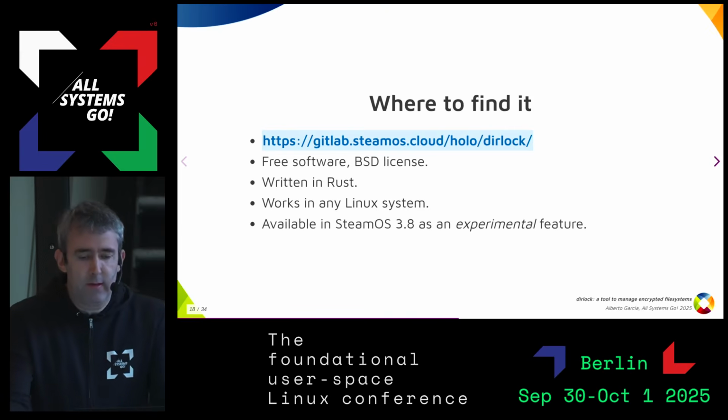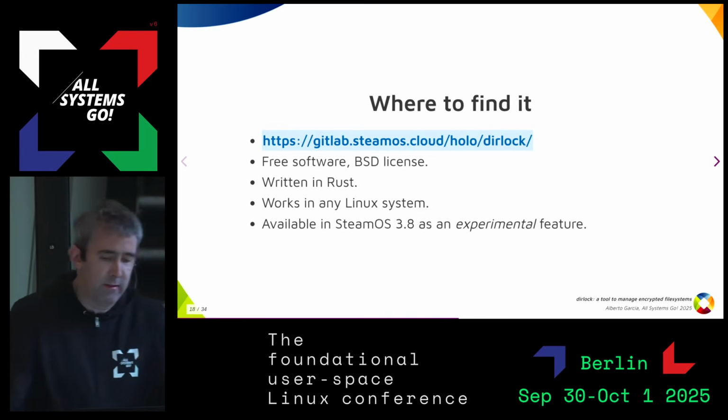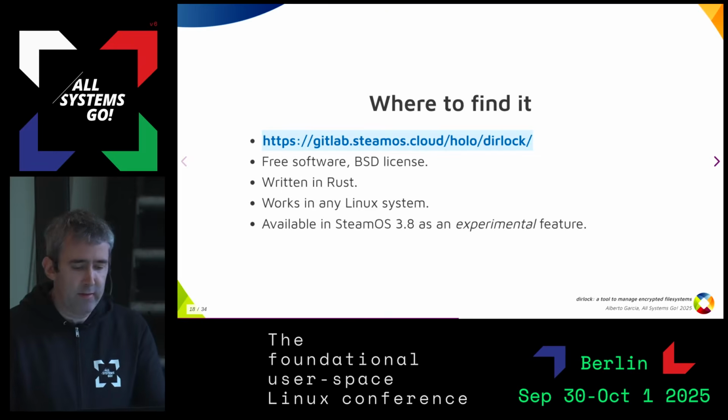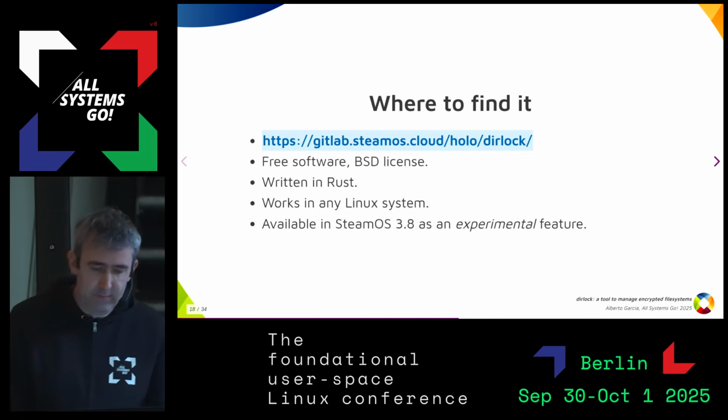The code is free software, under a BSD license. It's published in the SteamOS GitLab instance. It's written from scratch in Rust. It works on any Linux system; there's nothing specific to SteamOS in it. If you are using SteamOS, it's already pre-installed in the 3.8 preview releases, although it's opt-in and experimental, so you have to enable it manually. In the wiki, there's information about how to do it.